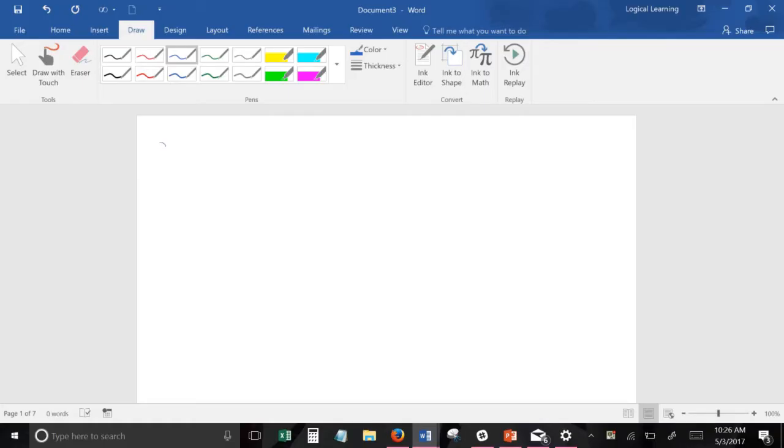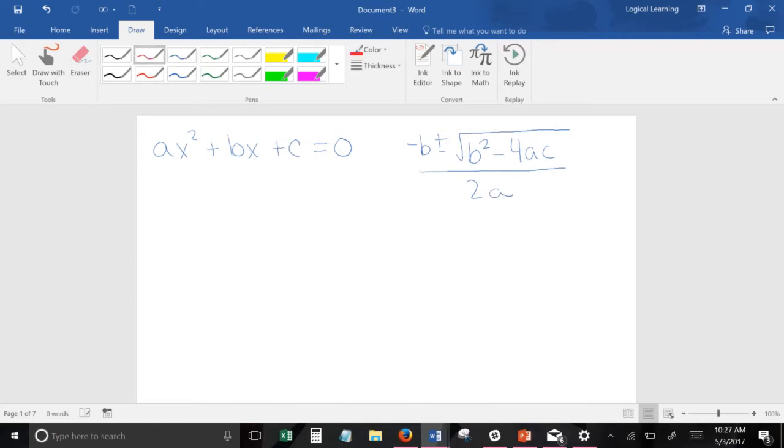So let's get started. First, let's remember that our quadratic equations are in the form ax squared plus bx plus c is equal to 0. And our quadratic formula is given by negative b plus or minus the square root of b squared minus 4ac all over 2a. The first thing we want to take a look at is this area under the square root.